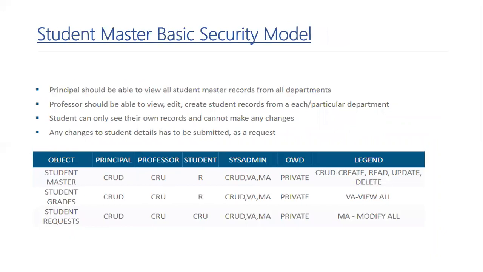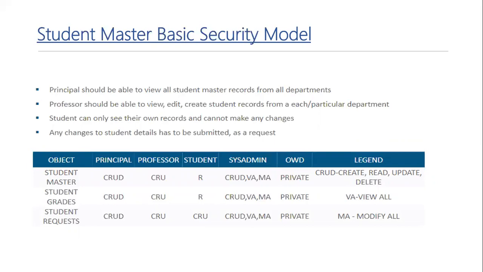The basic security model, as I've already explained: data is one of the main concerns, specifically who can see the data. The principal should be able to view all the students' master records from all the departments. Professors should be able to view, edit, or create student records from each particular department. A student can only see their own records and cannot make any changes. Any changes to student details have to be submitted as a request.